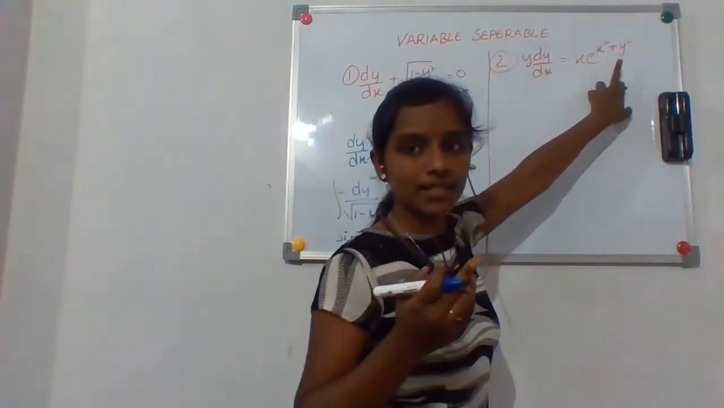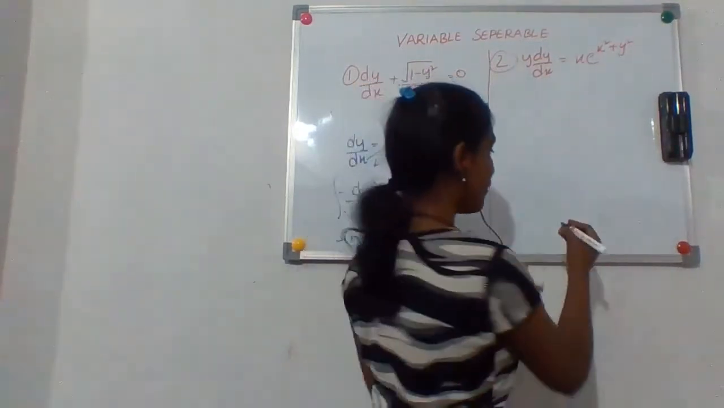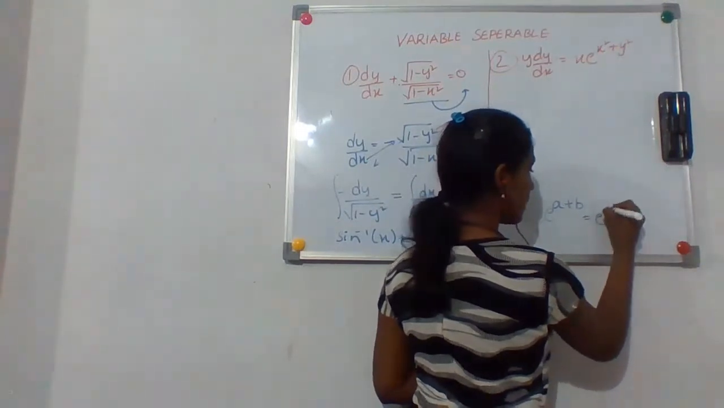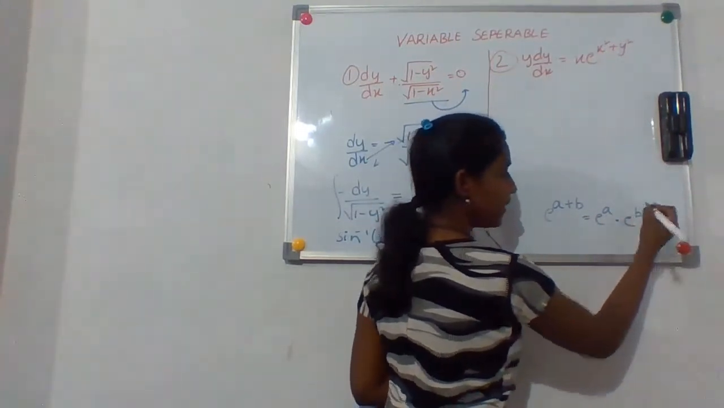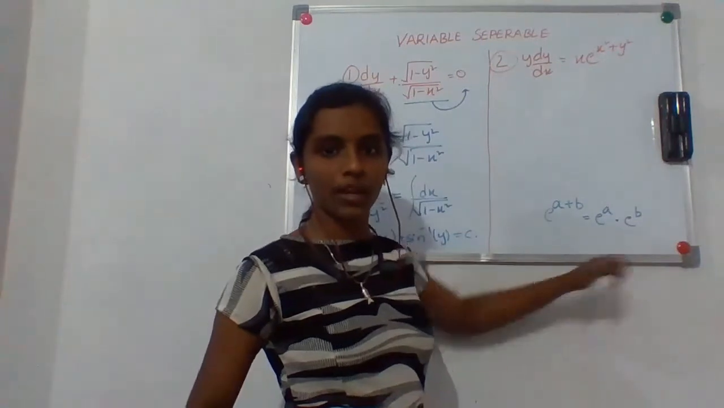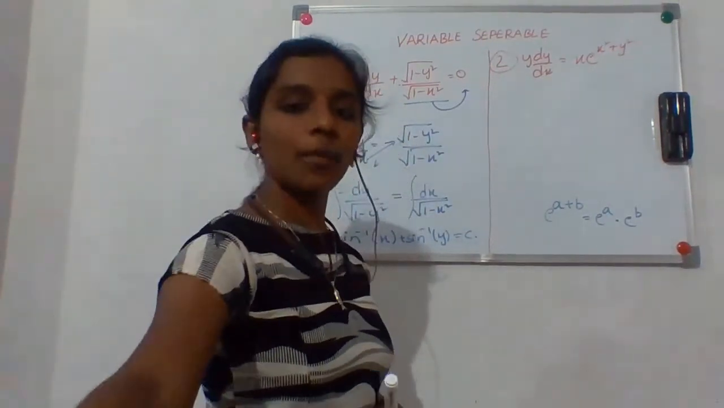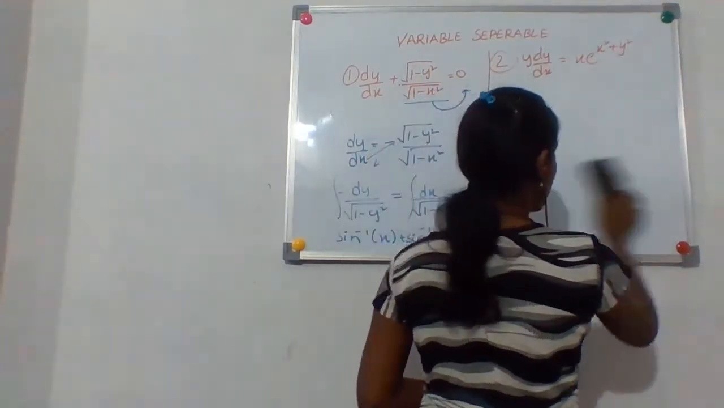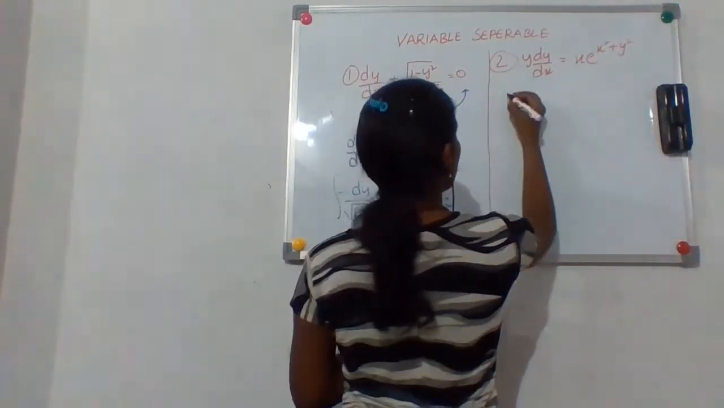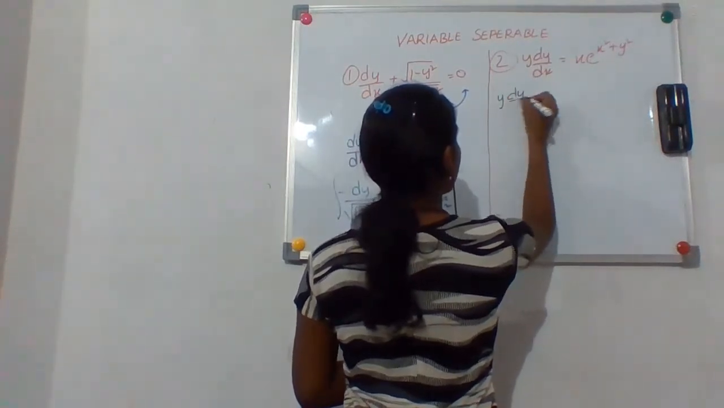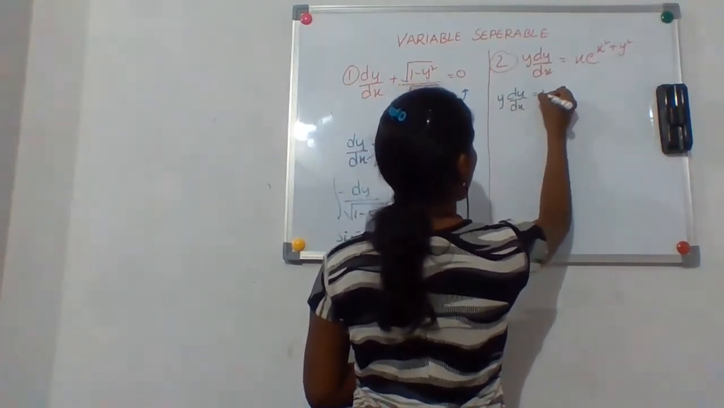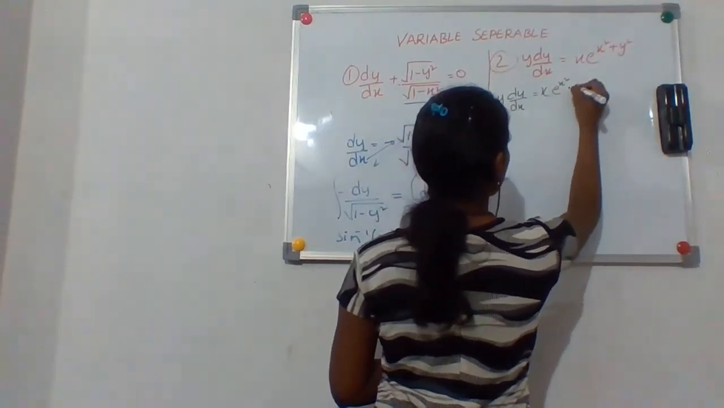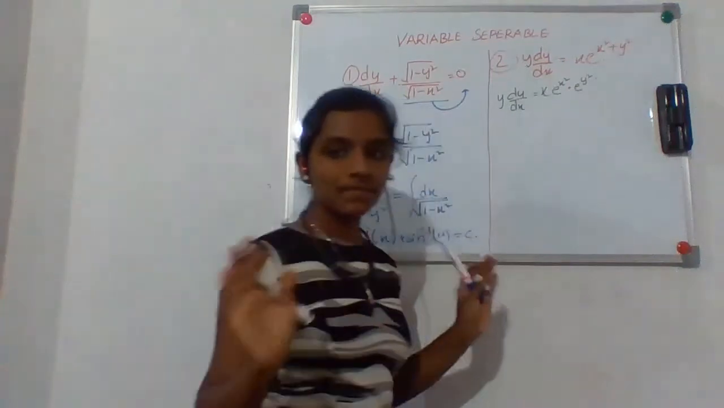First, I separate this e power into 2 because you have e power a plus b is equals to e power a into e power b. You have this formula, right? So now I will use the same formula and separate this term. Understand? So how do I do it? Y into dy by dx is equals to x into e power x square into e power y square. Am I right? I did it.